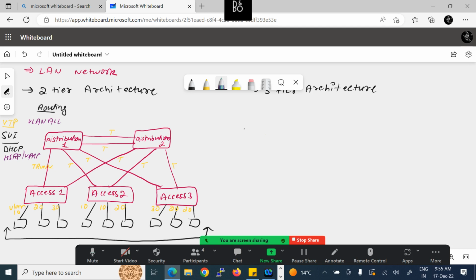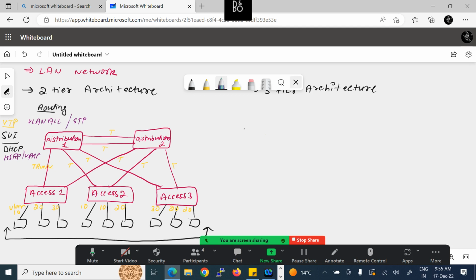We are running STP as well, so we can make changes in STP. If you guys know about STP, you have to configure the distribution layers as the root bridge. So you have to make the changes appropriately, right? This is how we have to make the configuration first.